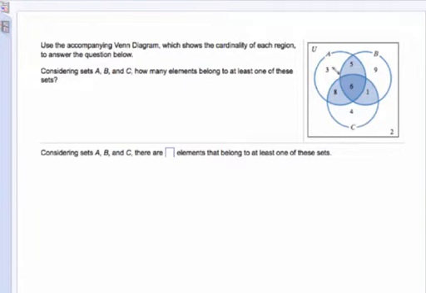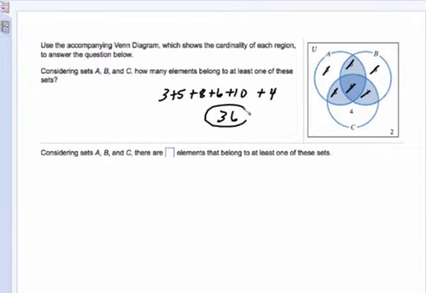So add 3 plus 5 plus 8 plus 6. Add 9 plus 1. I'm just going to add 10 there. And then the 4. And if you add all that up, you're going to get 36. There are 36 people that belong to at least one of these sets.